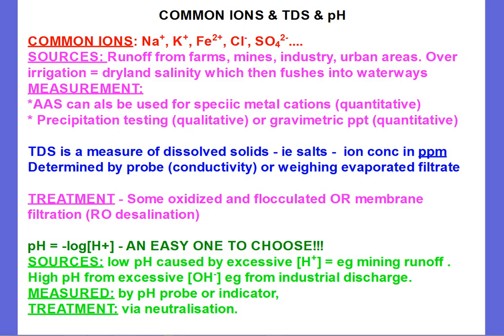The first pollutant we look at is common ions. Now common ions include any common ions such as sodium, potassium, chloride. Sources of them are runoff from farms, runoff from mines, runoff from industry and urban areas. Over irrigation in farmland causes dryland salinity, which then flushes into the waterways as well.